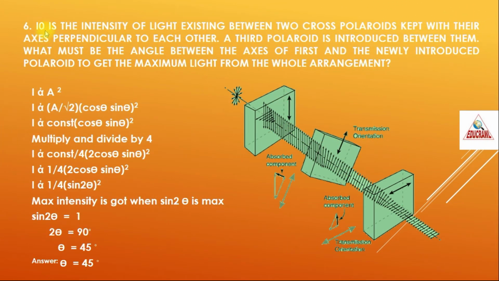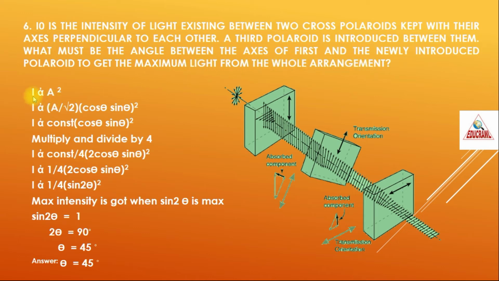Sixth problem. If I0 is the intensity of the light emerging between two crossed polaroids kept with their axes perpendicular to each other, and a third polaroid is introduced between them, what must be the angle between the axis of the first and the newly introduced polaroid to get the maximum light from the whole arrangement?